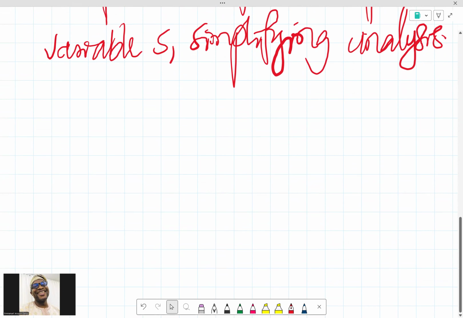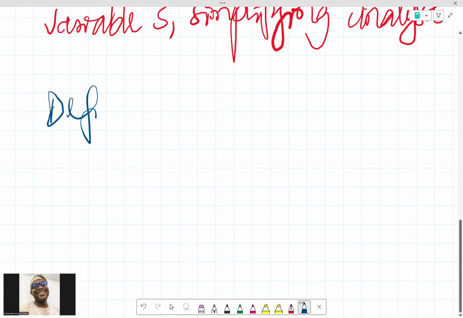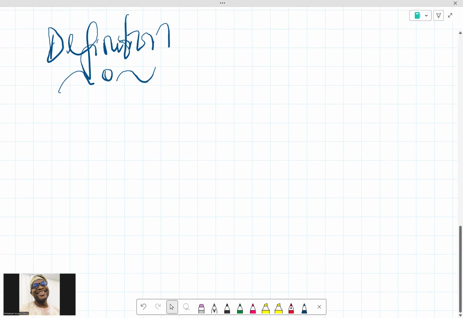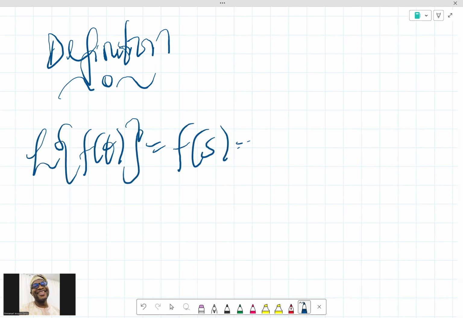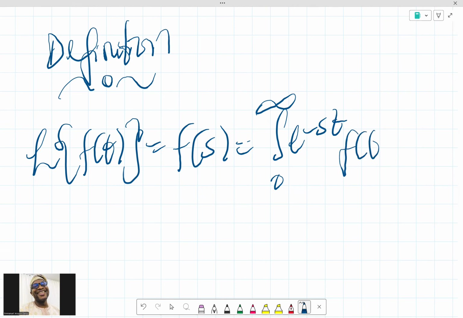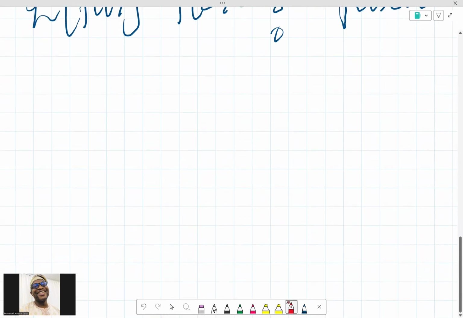Okay, now let's look at the definition and some key properties. So definition, of course, this is well known already. I've said this a lot of times. The Laplace of a function f of t is always given by F of s, which is the integral from 0 to infinity of e raised to the power minus st f of t dt. So we've done this a lot. So I'm talking about some key properties.